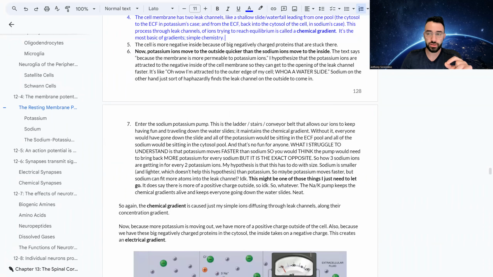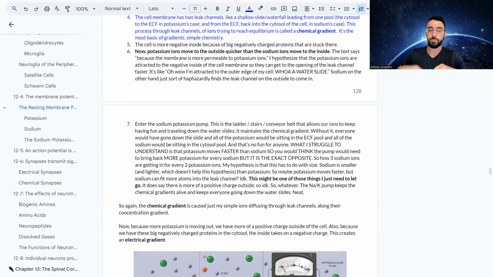Okay, but here's the deal, right? If all of the potassium on the inside are taking the water slide out of the cell, where there's less of them, going along that chemical gradient, and sodium is doing the same thing from the outside of the cell coming in where there's less, if that just continued to happen, you would eventually reach equilibrium and nobody would be moving anywhere, and the chemical gradient would stop.